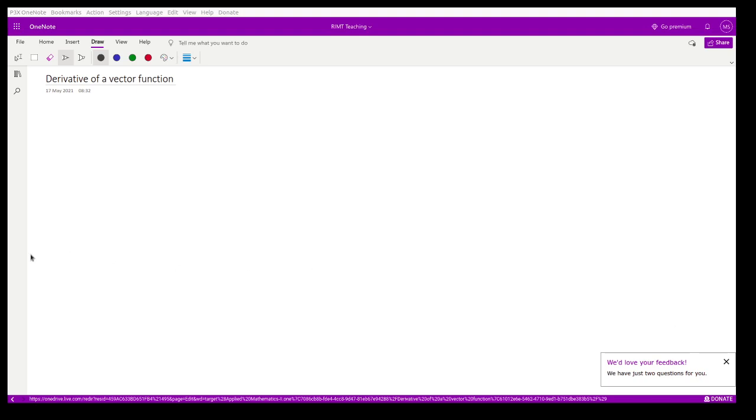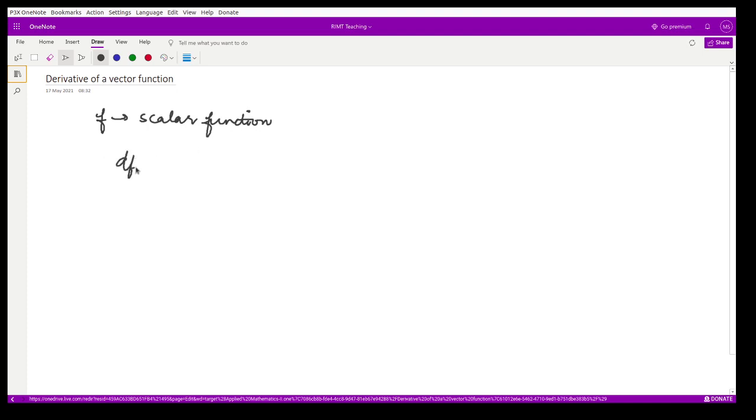So next we have the derivative of a vector function. Now let us discuss how you can define the derivative of a vector quantity. For scalars, you know how to calculate the derivative. Suppose f is some scalar function. So in that case, how do you define the derivative?